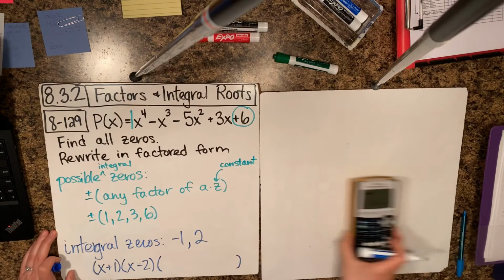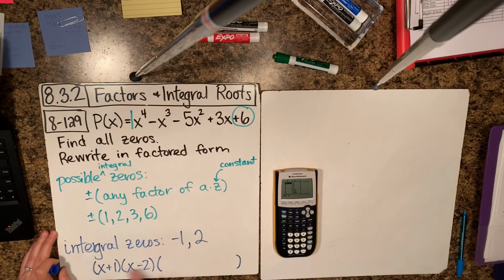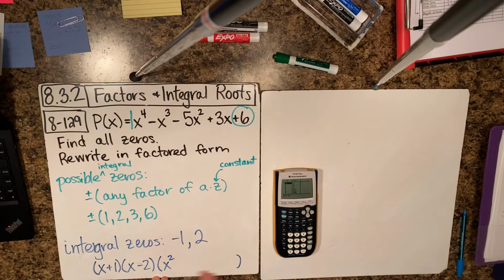And the calculator gave us a clue. If we didn't have any other integral zeros, this is going to be an x squared something. And it's okay when we factor it out. If the x squared term does not get factored any further, it's okay to leave something x squared, and I'm going to show you why.